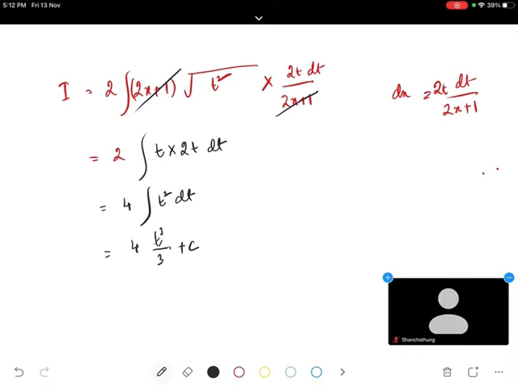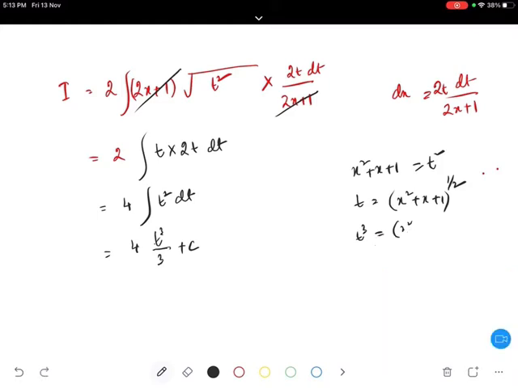Right? Now our substitution was what? x square plus x plus 1 is equal to t square. This was our substitution. So t is equal to what? x square plus x plus 1 to the power 1 by 2. So t cube is what? x square plus x plus 1 to the power 3 by 2. Okay, this is my t cube. So what we have in here is 4 by 3 into x square plus x plus 1 to the power 3 by 2 plus c. That's my answer of this problem.